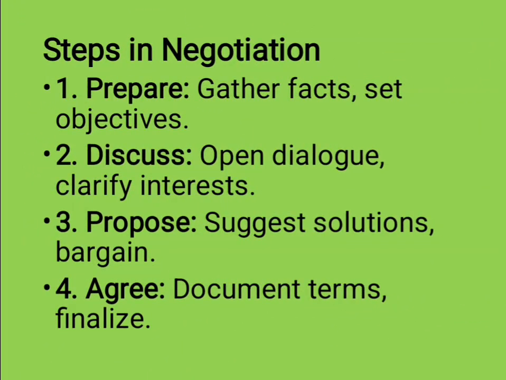Now, there are what are called the steps in negotiation. Number one, prepare, gather facts and set objectives. What do you really want to achieve by that negotiation? Number two, discuss, open dialogue, clarify interests. Number three, propose, suggest solutions and bargain. The reason I'm saying I have to get this amount is that I have invested so much and you invested so little. Don't you think it would be unfair when there is a difference in investment but we share the same profit?